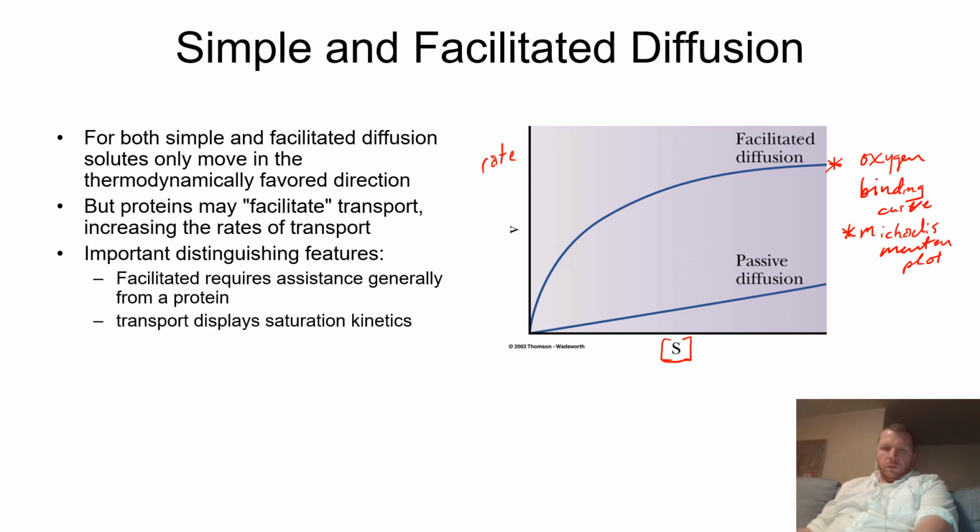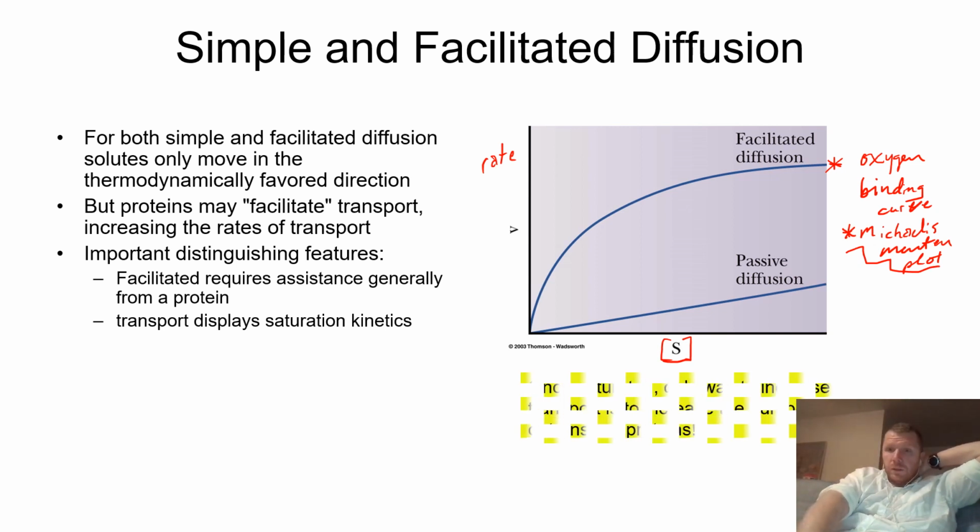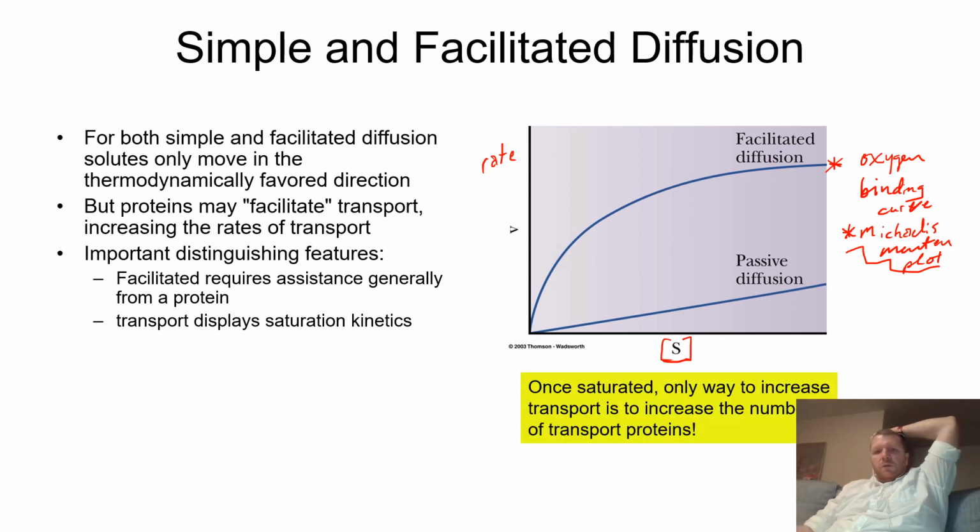Now, this transport displays saturation kinetics, which harkens back to our discussion of Michaelis-Menten kinetics and plots. Once saturated, the only way to increase transport is to increase the number of transport proteins, because remember, the x-axis shows the concentration of our substrate, and as that concentration increases, at some point our curve just plateaus. However, if you add more proteins, then it goes up.